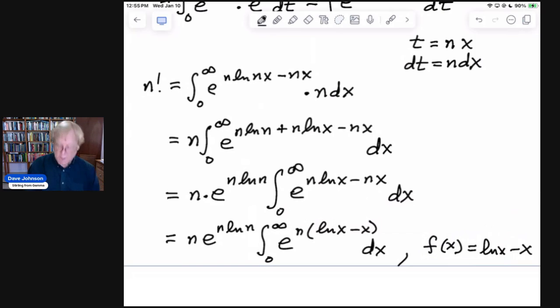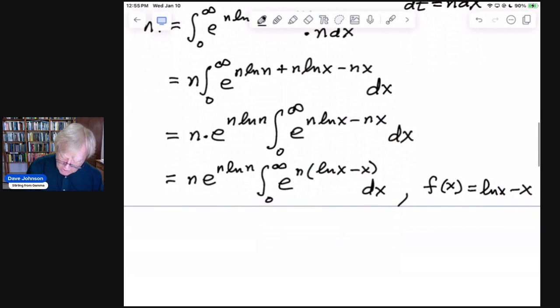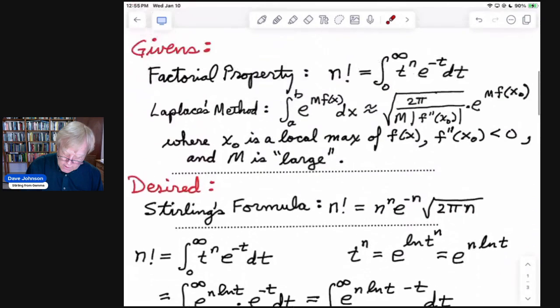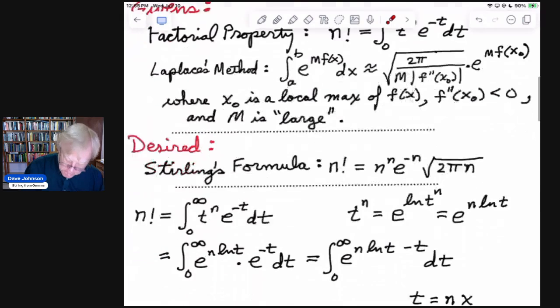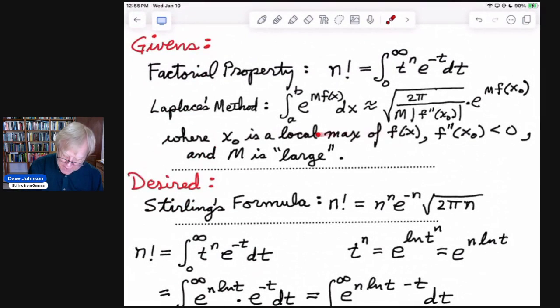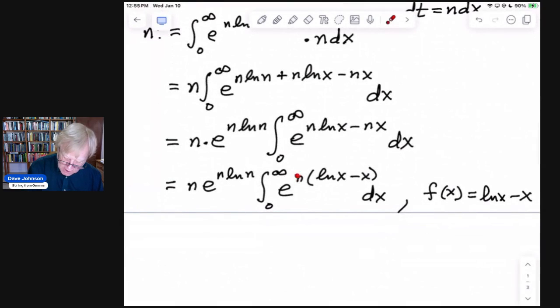Okay, so far so good. Now if you look back at what we need, e to the m times f of x, where f of x has a local maximum at x naught and m is large. Well, I think we have that. Here's our large m. I've written it as n, but in Laplace's method, that's what he's calling m. And this is our f of x. And so we need to do one more thing. We need to take the derivative here.